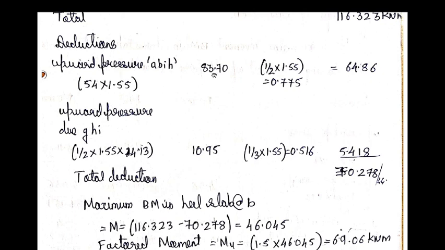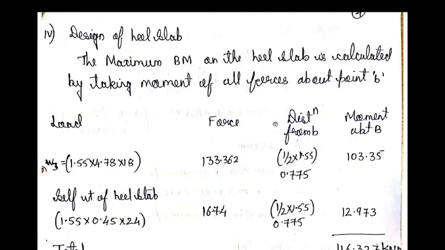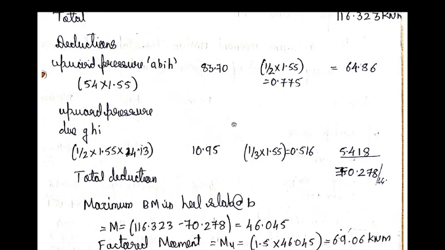And at what distance will it act? Obviously it is a rectangular section, so it will act at B, from here to here. So that is half of this length. This length is 1.55. So half of 1.55, force multiplied by the distance, works out to be 64.86.